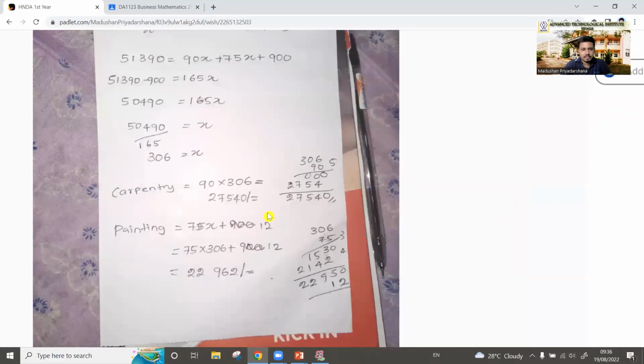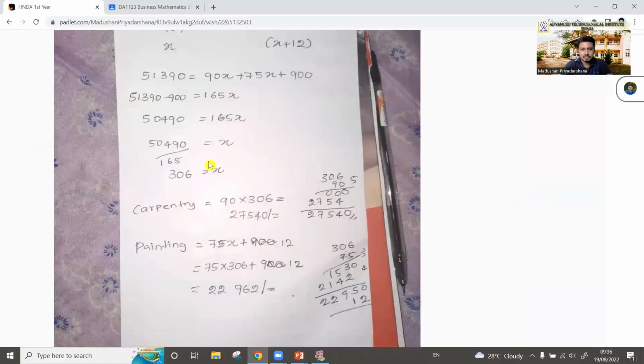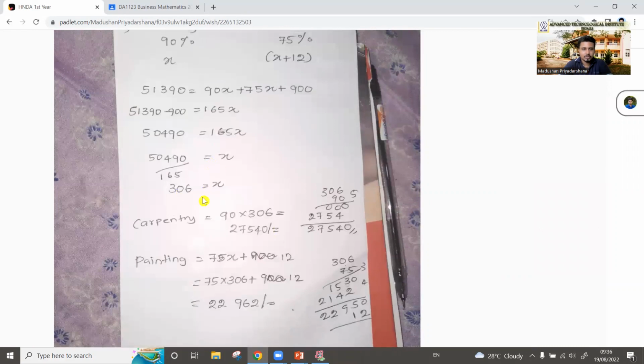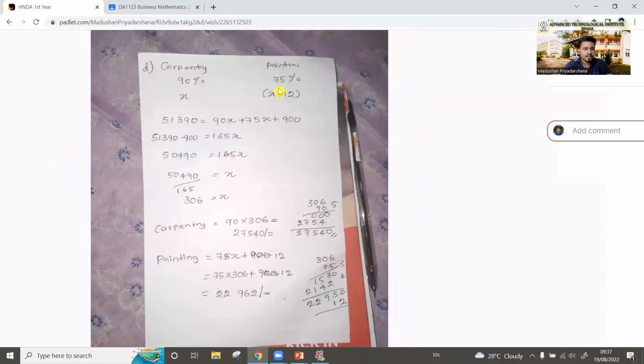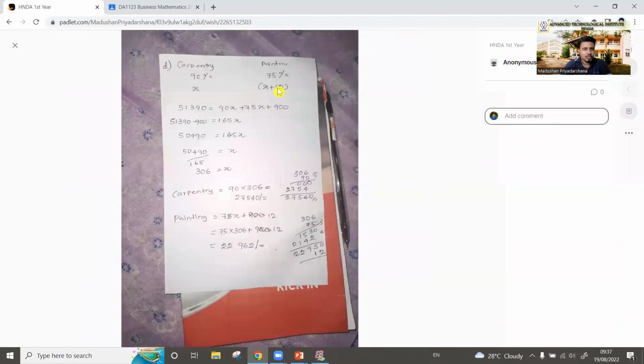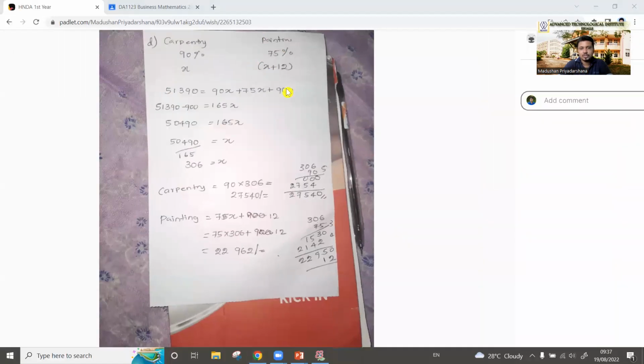See here. Yes, you have done this correctly. You have got the correct value for X, and you have found the amount that needs to be allocated to the carpentry department. Where it went wrong: the amount that we need to allocate for the painting department is what? 75 into X plus 12.